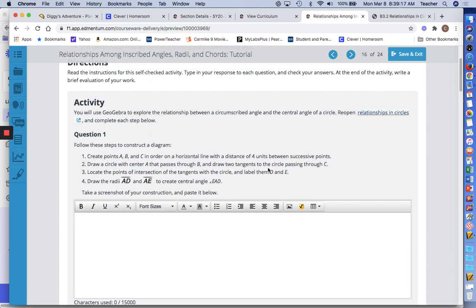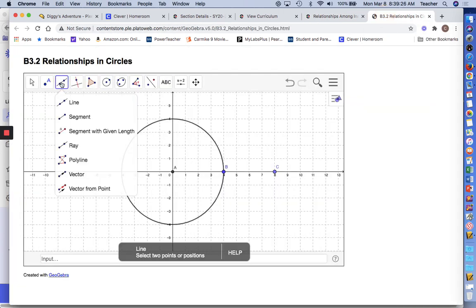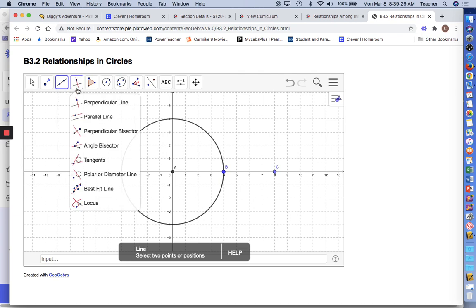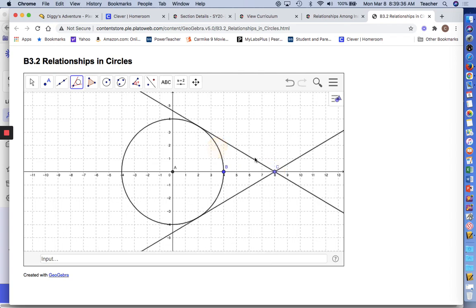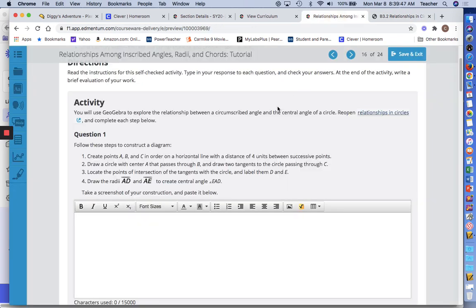Draw 2 tangents to the circle passing through C. All right, so come over here to the 4th icon, select tangents. You're going to click on C because it said to go through C. Click anywhere on the circle. Oh, wow, look at that. That is very cool. So this is one tangent because it hits down here. This is the other tangent because it hits up top. Okay, very cool.